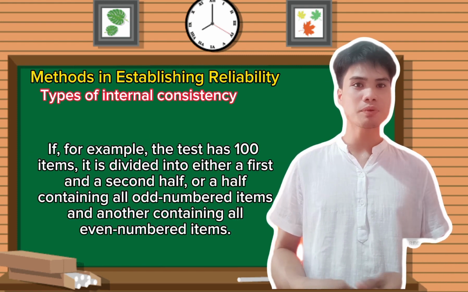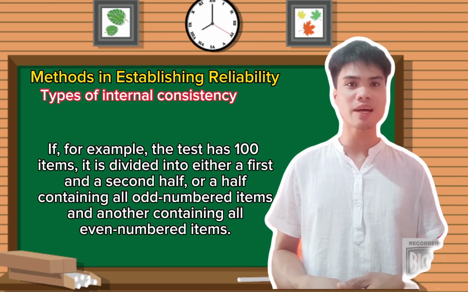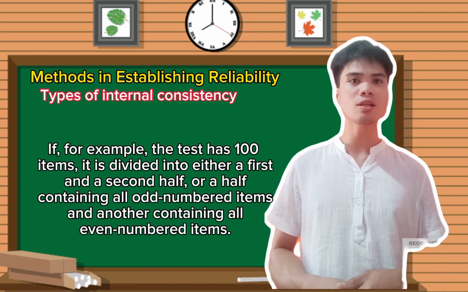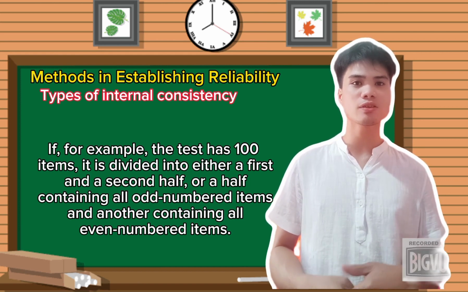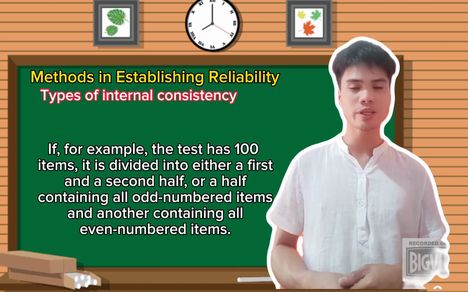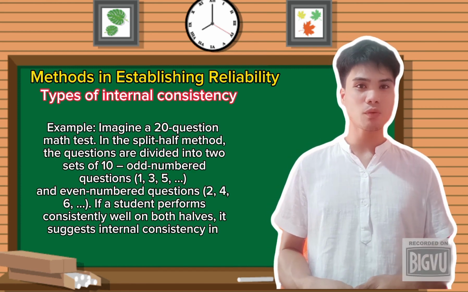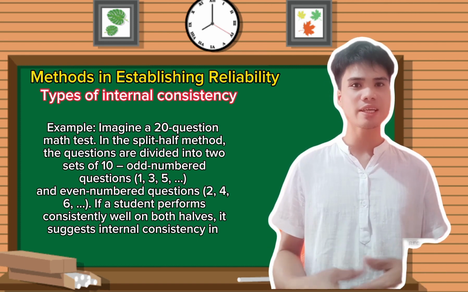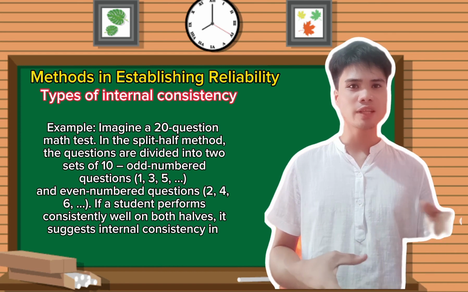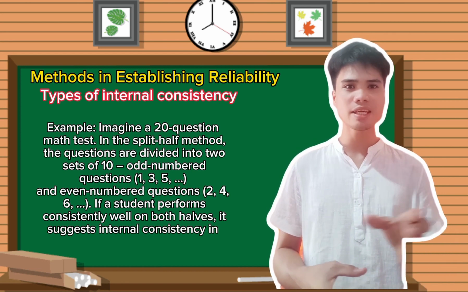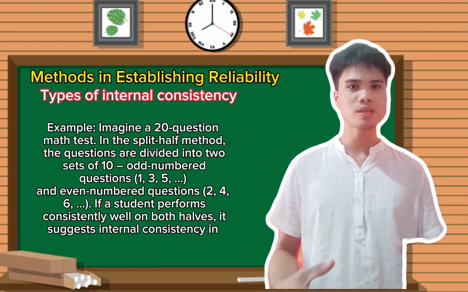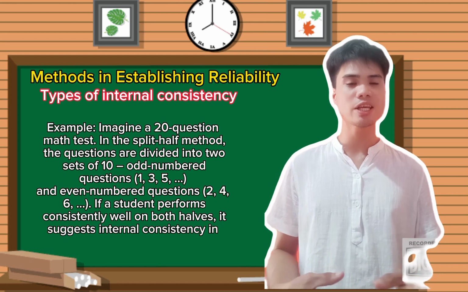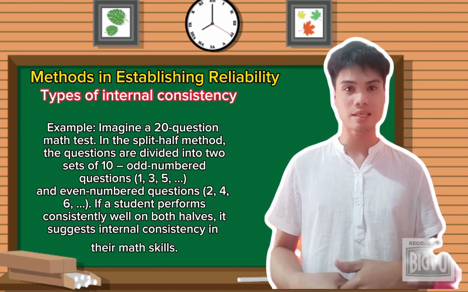If, for example, the test has 100 items, it is divided into either a first and a second half, or a half containing all odd numbered items and another containing all even numbered items. For example, imagine a 20 question math test. In the split half method, the questions are divided into two sets of 10 odd numbered questions and even numbered questions. If a student performs consistently well on both halves, it suggests internal consistency in their math skills.